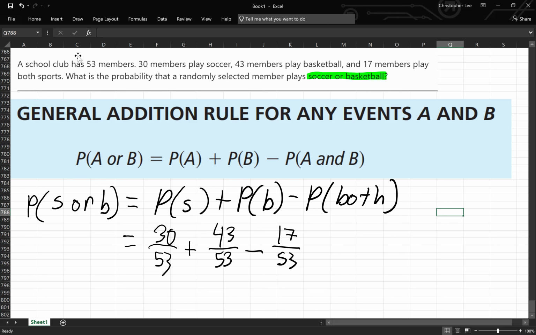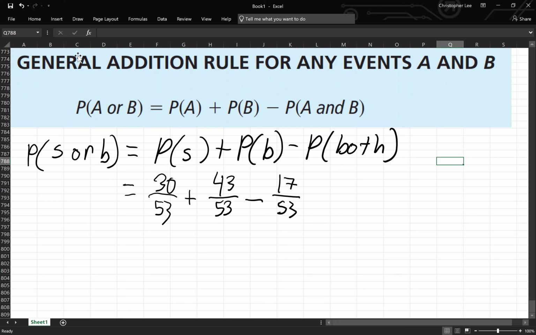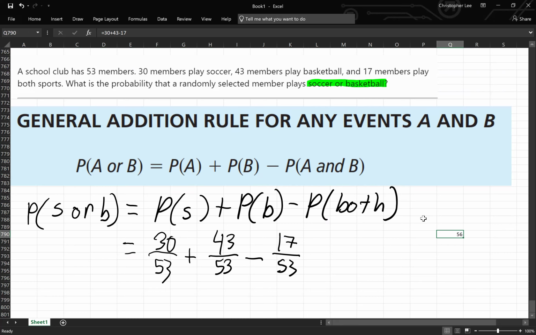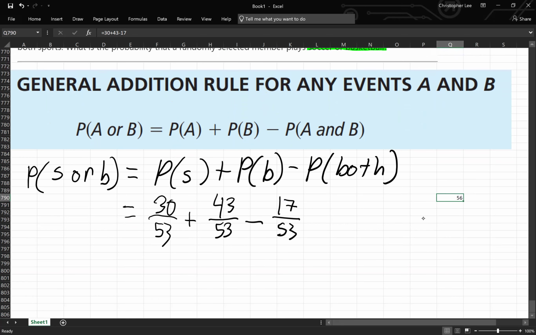And the rest of it is just calculator. You could just do the numerator, right? Let me do it real quick. So this is going to be 30 plus 43 minus 17. Just keep it simple. So 56. So this is 56 over 53.